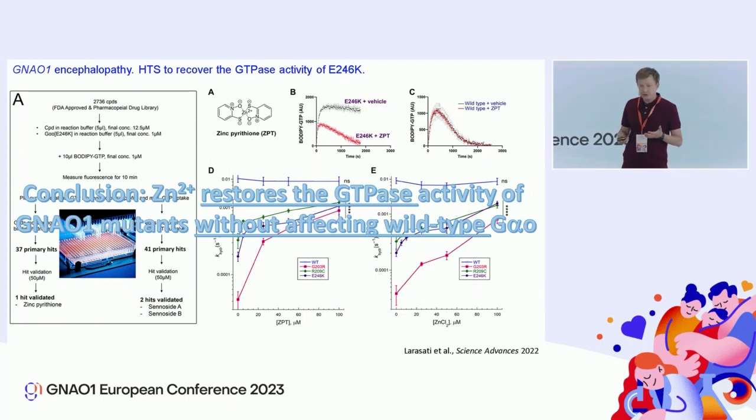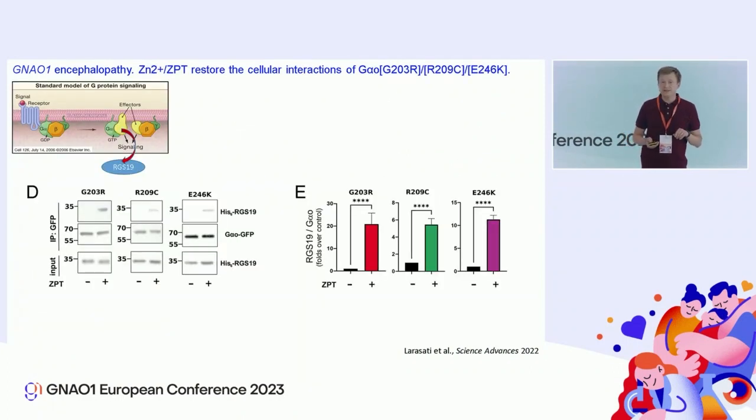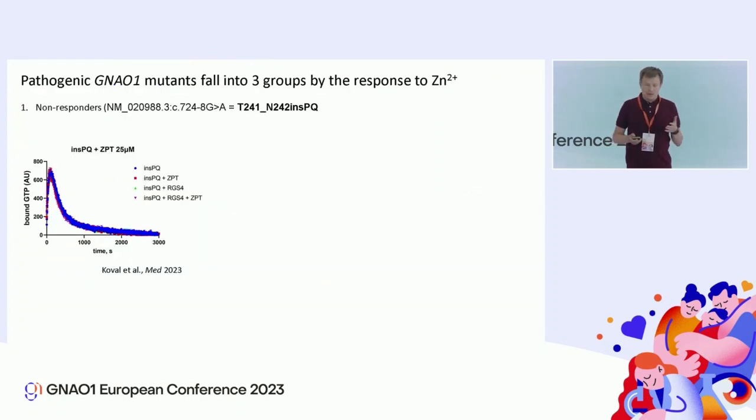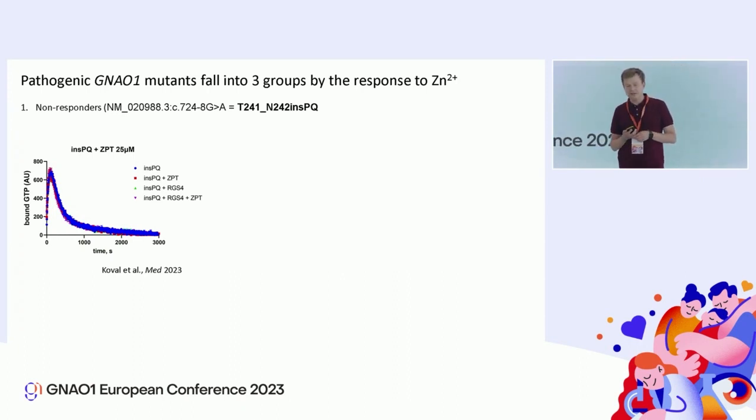So zinc restores the GTPase activity of the mutant proteins. At the same time, it does not act on the wild-type protein, so it really acts on this neomorphic feature of the mutant without affecting the wild-type, which makes it even more exciting as a drug candidate. Zinc also restores the cellular interactions of the mutants, so it's marvelous. This work is published, but since then we have done much more biochemical studies, and actually we know that now all the pathogenic G-alpha O mutants can be grouped into three categories in terms of how they respond to zinc.